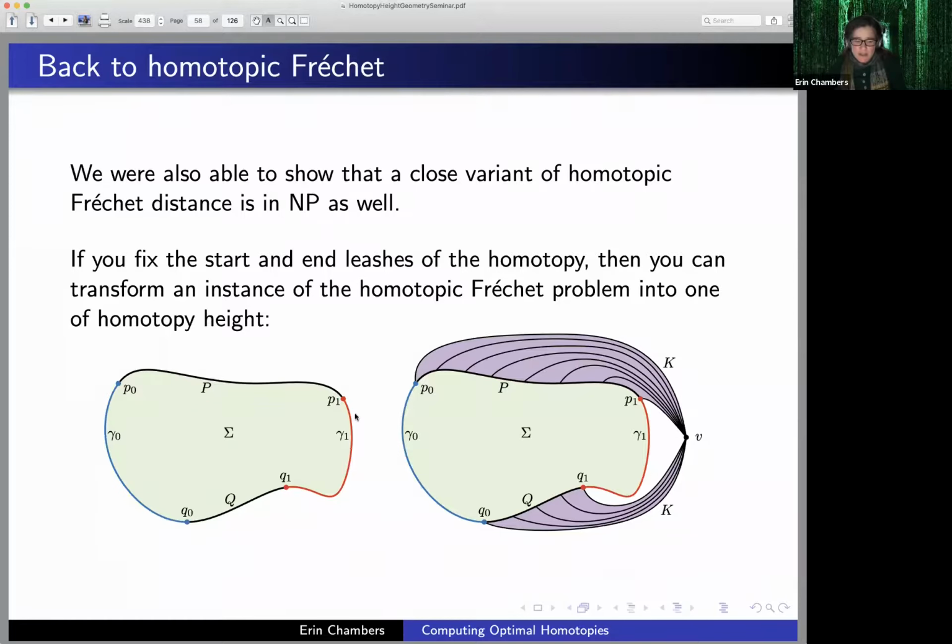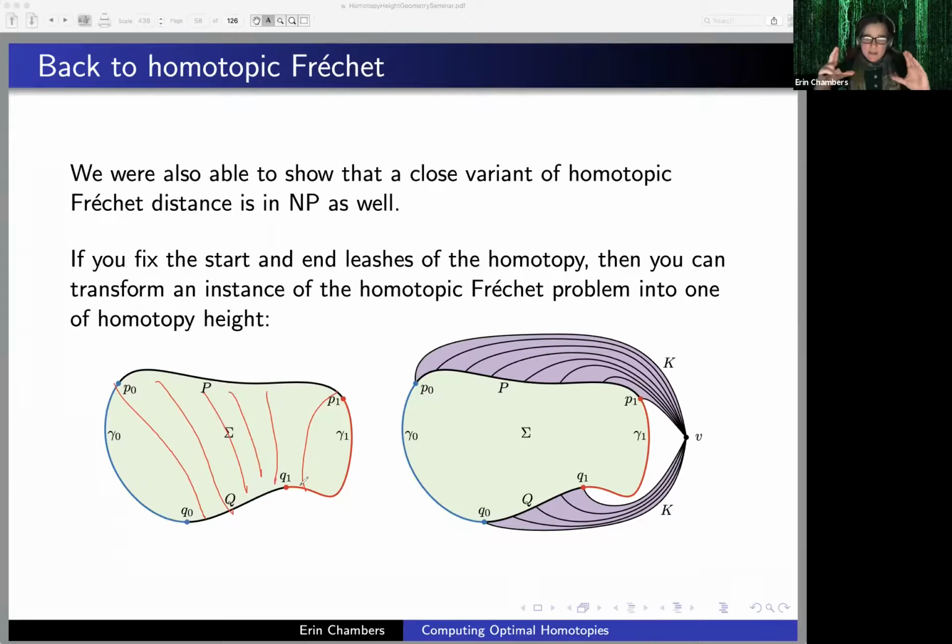Here's a leash and here's a leash, and we're going to morph in between, connecting them with leashes that are as short as possible, right? So this green area in homotopic Fréchet, and there's my annotate tool, needs to be swept by intermediate curves along the way, right? So this is not homotopy height, because homotopy height is about shrinking the entire thing down. But it turns out a pretty trivial connection gets it there.